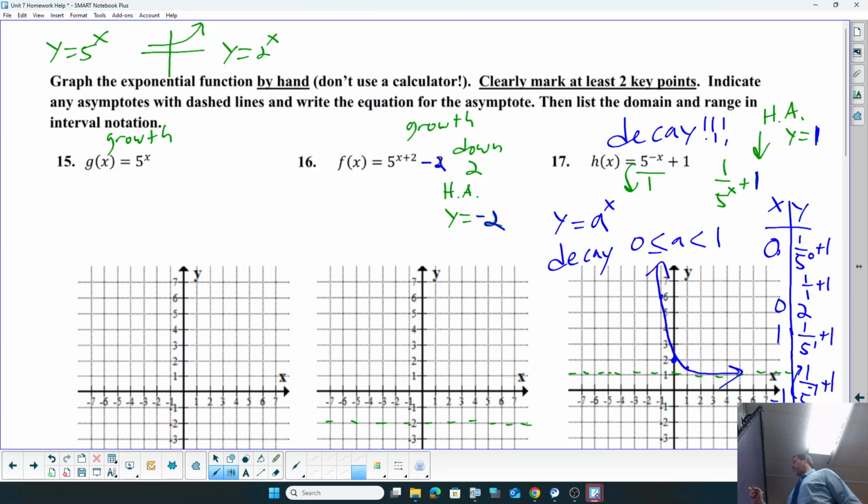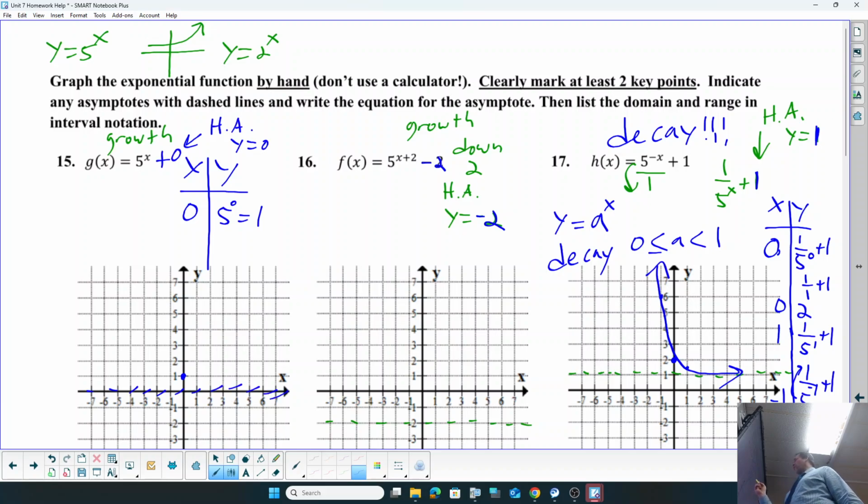And this one is growth. So if you do an xy table and you plug a 0 in, you get 5 to the 0. Anything to the 0 is a 1. So we get (0, 1). There's no value on the outside, so we have a horizontal asymptote at y equals 0. So it's just along the x-axis there, basically.